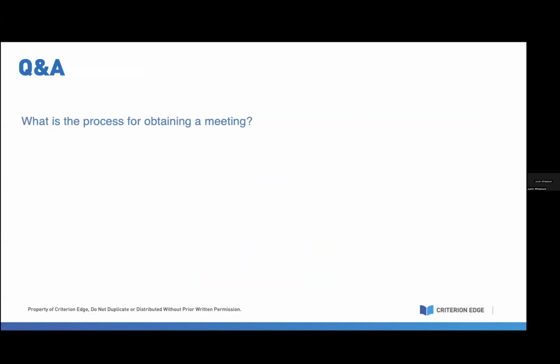What is the process for obtaining a meeting? Okay, it's a good question. You have to submit a meeting request, and meeting requests follow a defined process depending on the type of meeting that you have. And the FDA publishes a guidance. The downside of that guidance is it's a guidance. It's not absolute. And we all know that, especially post-COVID, there's been a struggle for everybody to keep up.